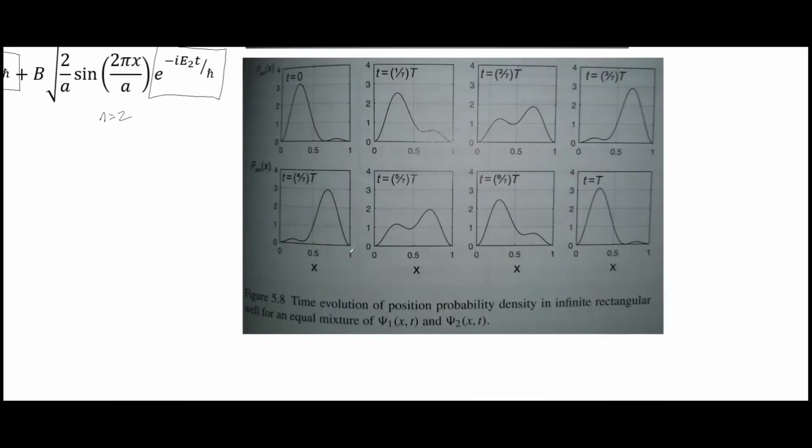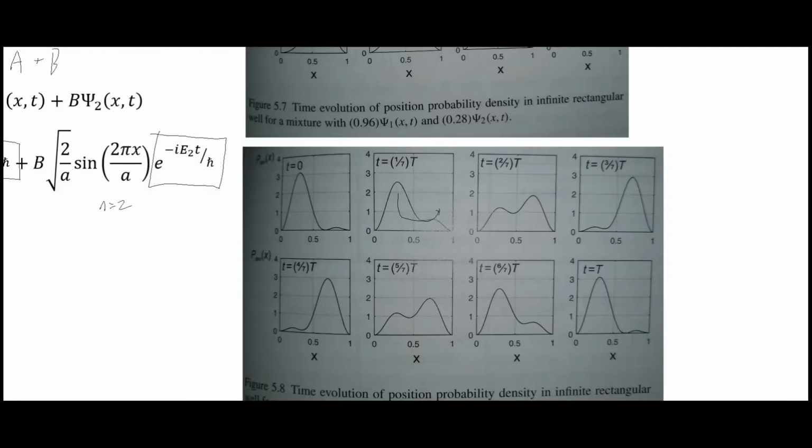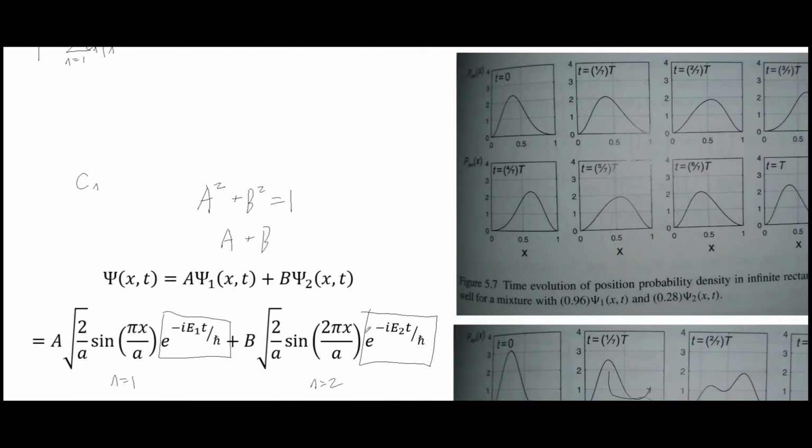If we have equal contribution, then we actually get shapes that look more like this, where we have this large lobe here and a small one here. Then you see that the probability is moving over to this side, and we end up getting something that looks like this, and then it moves back over to the other side. We get this oscillation back and forth if we have an equal mixture of the n equals 1 and n equals 2.